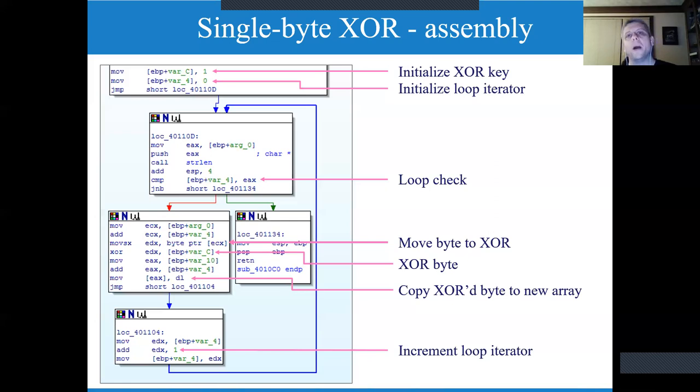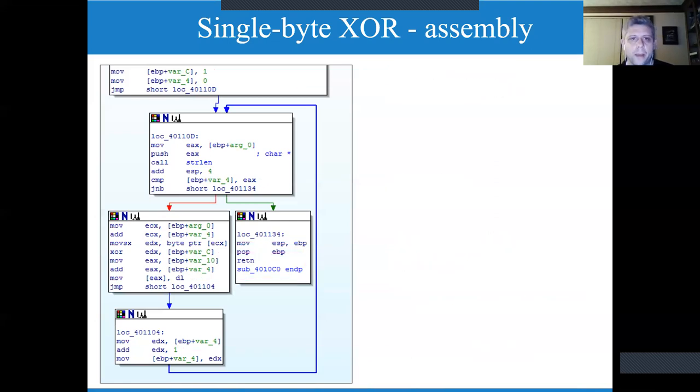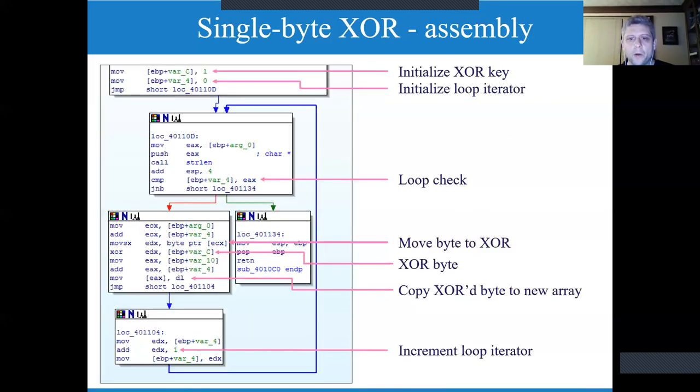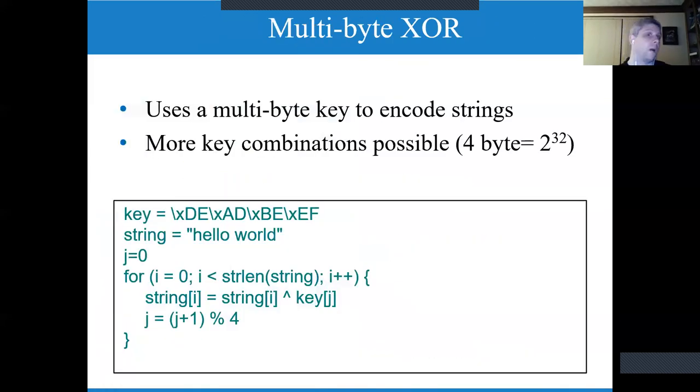But this is a single byte XOR loop. What I mean by that, let me jump back up to the pseudocode, is that our key is only 1 byte long. So it's a very, very simple loop. Now, of course, malware authors are going to be a bit more tricky than that, and so they're going to use multi-byte XOR keys. Multi-byte XOR keys mean that there are more key combinations possible, which means that you can't just brute force this.